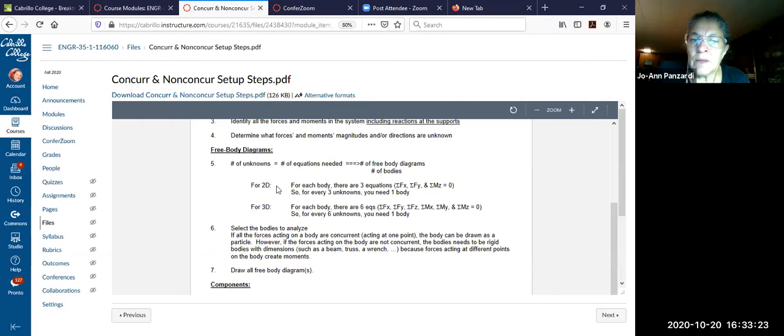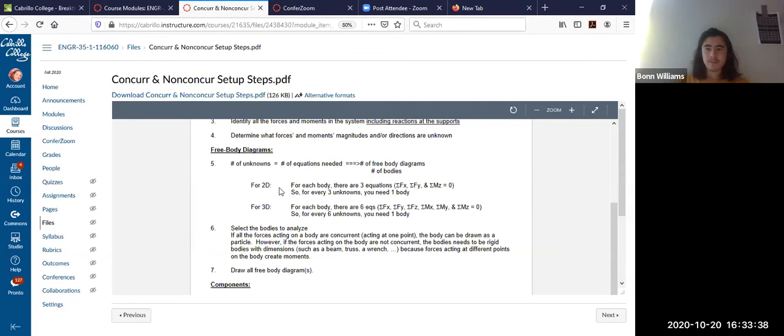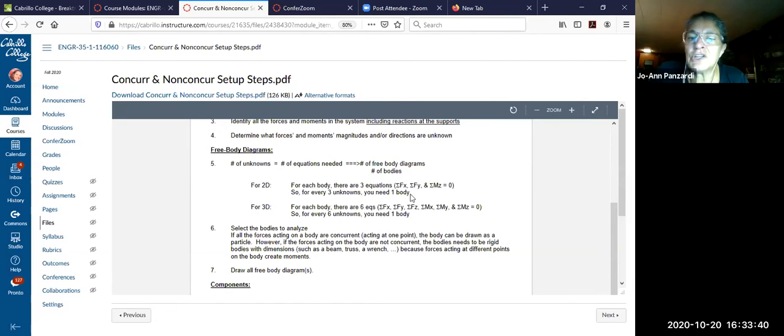In a statics of particles problem for 2D, we only had 2 equations, sum of the forces in the X and sum of the forces in the Y. So we could only find how many unknowns? Just 2. But if we're dealing with a rigid body, we actually have a third equation, so we could have 3 unknowns. And Colin, are you here?